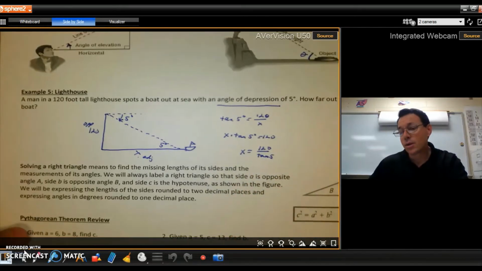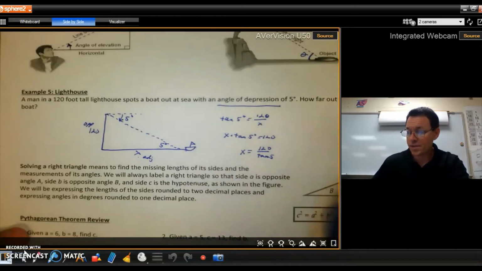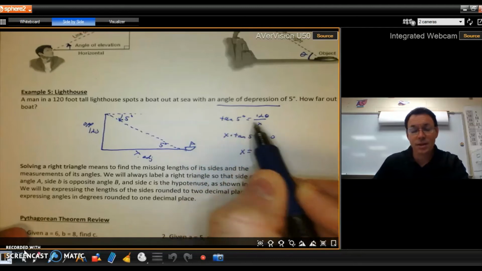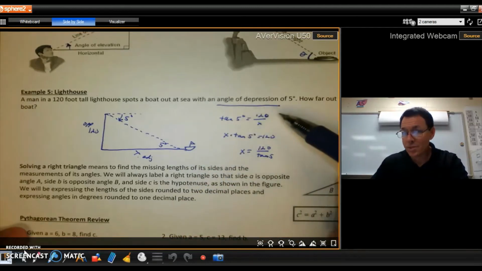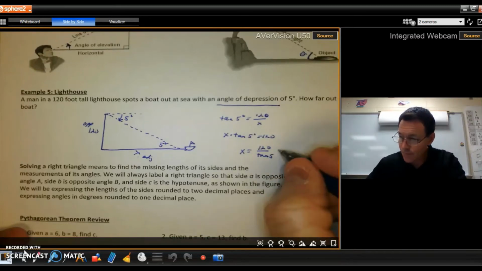Okay, so if the x was on the top, if this would have been x over 120, we would have simply cross multiplied. Take 120 times tangent of 5 and we're done. But the way this is set up, that doesn't work. So if you look at the math and how you have to solve this, this is actually what we're going to do.